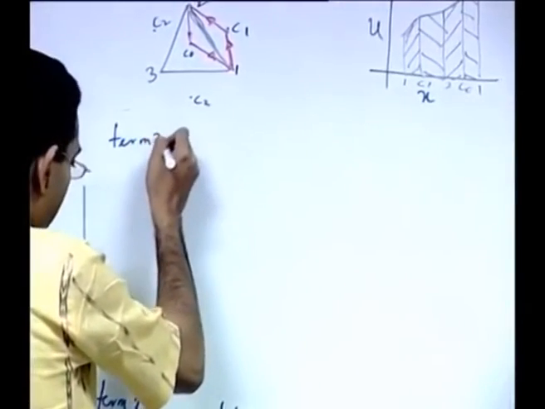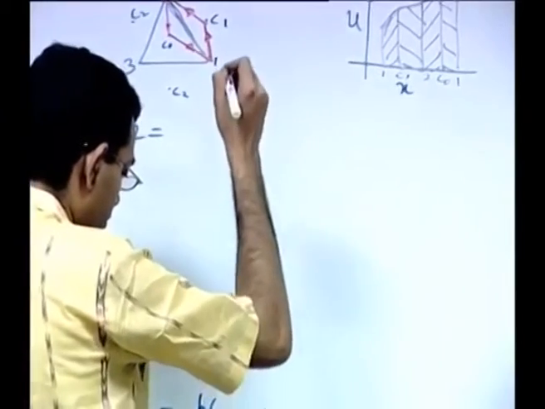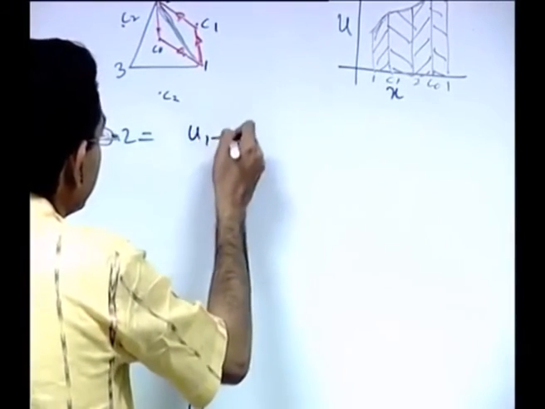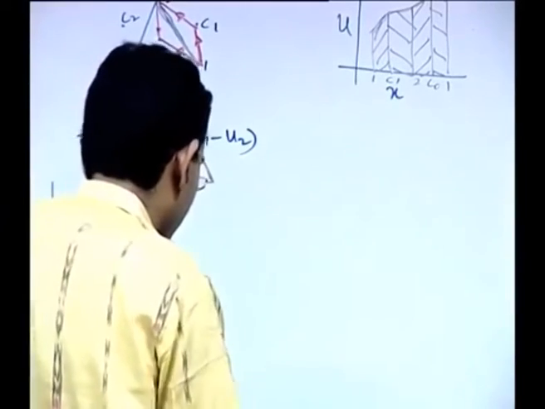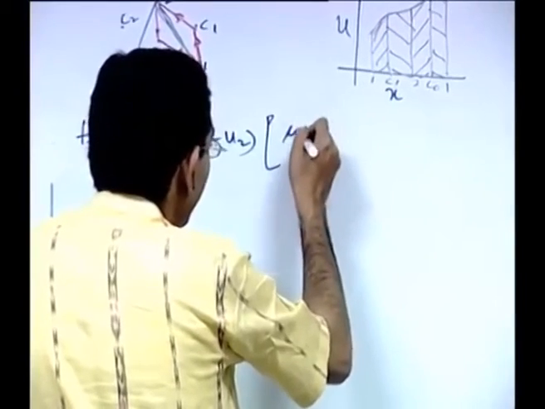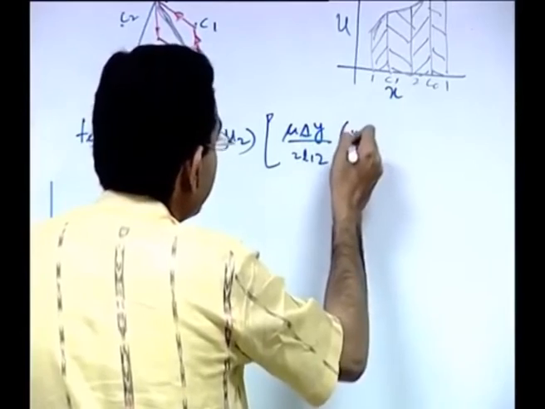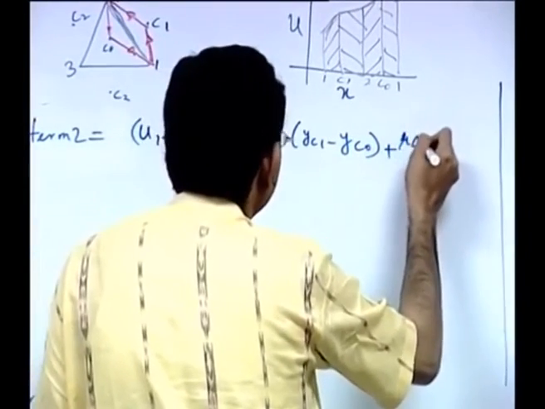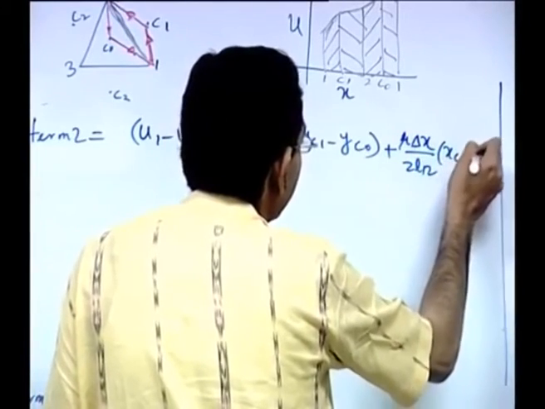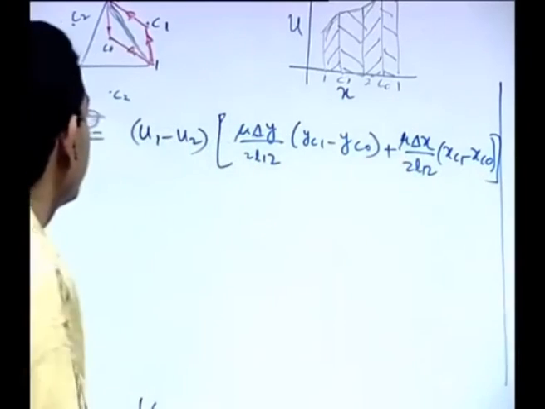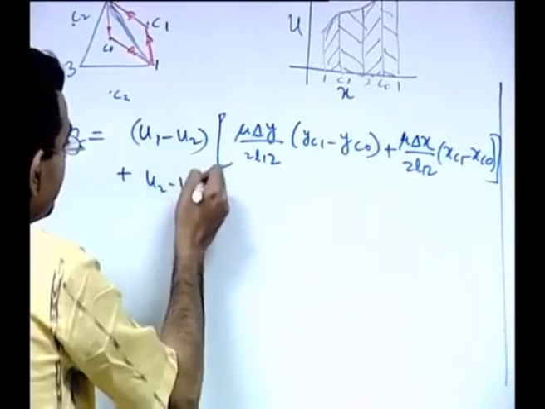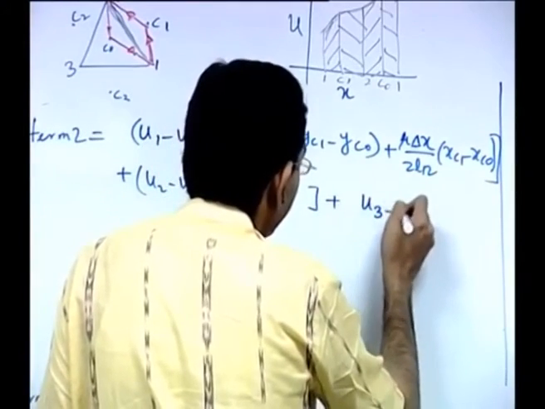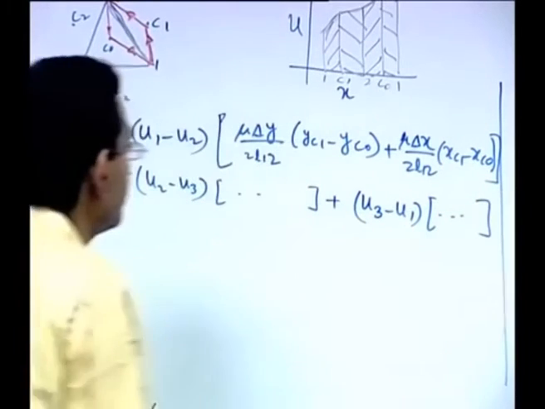So term 2 you can write, you can take u1 minus u2 as common, then you have mu delta y by 2 L12 into yc1 minus yc0 plus mu delta x by 2 L12 into xc1 minus xc0, plus similar terms with u2 minus u3 into something similar to this, not same but similar, plus u3 minus u1, this one. So this is one type of term.